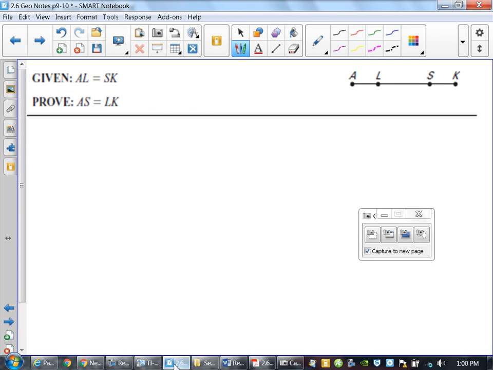So, in this case here, I am given that I have segments, AL is equal to segment SK. They gave me a diagram, and then they wanted me to show that segment AS is going to equal segment LK. So right off the bat, everything written in here is in terms of equality. Do you think that we're going to have to worry about switching things around at all? Probably not, because everything's in equals. Okay.